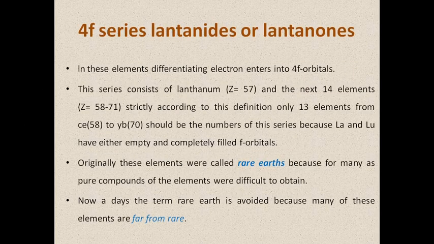4f series lanthanides, otherwise also called lanthanones. In these elements, the differentiating electron enters into 4f orbitals. This series consists of lanthanum, atomic number Z equal to 57, and the next 14 elements, that means 58 to 71. Strictly according to this definition, only 13 elements from cerium to ytterbium should be the members of this series, because lanthanum and lutetium have either empty or completely filled f orbitals.